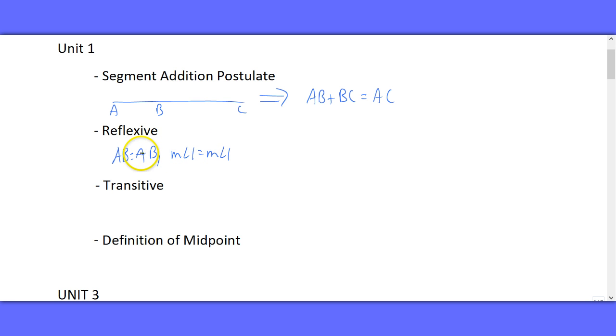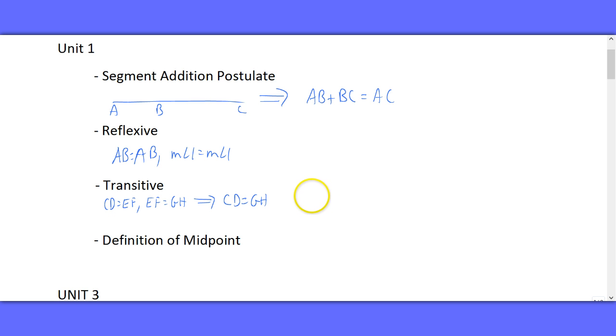And it doesn't seem like that reason is very significant. However, we'll see when it is significant when we use it for subtraction or for proving triangles congruent. Next up, transitive. If we have that CD is equal to EF and segment EF is equal to segment GH, then using the transitive, CD equals EF, EF equals GH, we can conclude that CD is equal to GH.